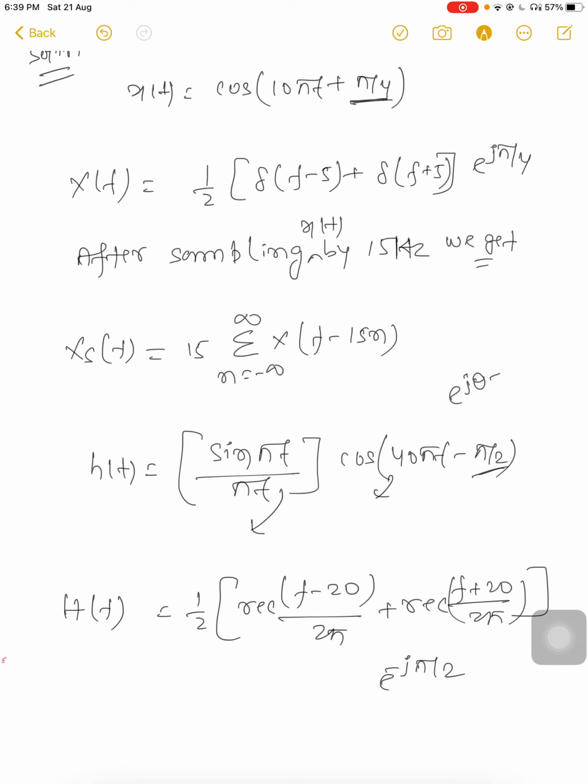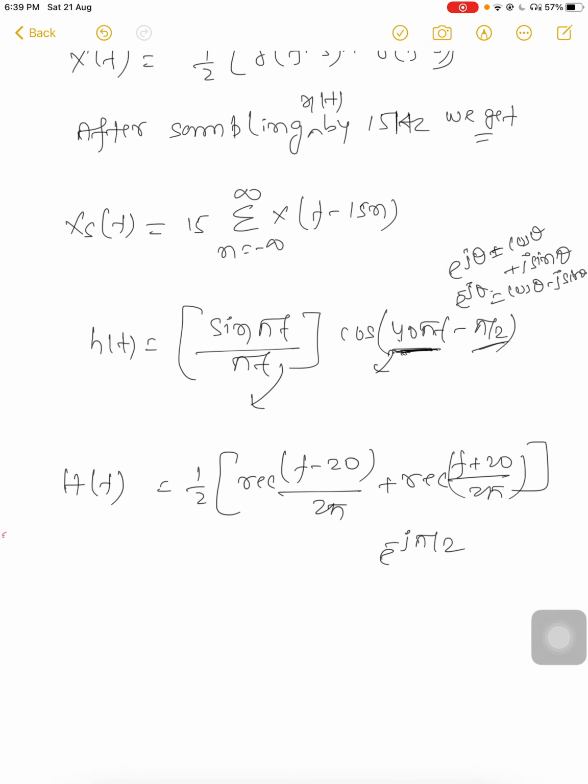We can say from here e to power j theta is equal to cos theta plus j sin theta, and e to power minus j theta is equal to cos theta minus j sin theta. You can evaluate from here. e to power j theta plus e to power minus j theta is equal to 2 cos theta, and cos theta is equal to half of e to power j theta plus e to power minus j theta, and this one will be the 20, it will be the 45 t that comes from there.